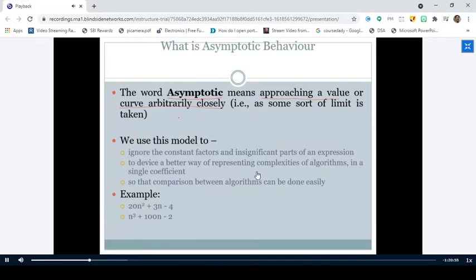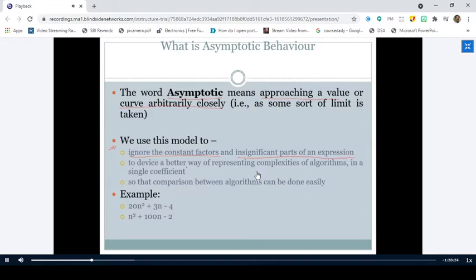So why do we use this model? As I told you, asymptotic notations are used to measure the efficiency of the algorithm, right? And we should remember some important points regarding this. We should ignore the constant factors. We'll see some examples also, don't worry. Keep these points in mind: you should ignore the constant factors and insignificant parts of an expression. We'll see this with an example.